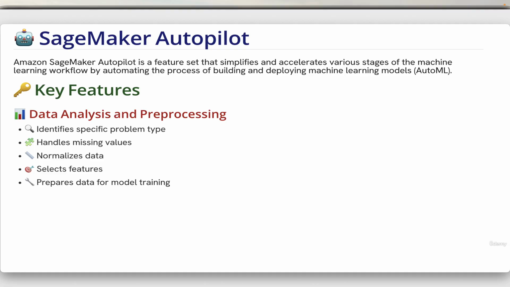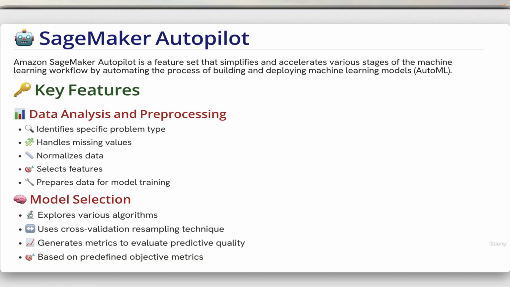It can handle missing values. It can normalize data by itself. It can select features by itself. It can prepare data for model training. Then under model selection, it will explore various algorithms. It can use the cross-validation resampling technique. It can generate metrics to evaluate predictive quality, based on predefined objective metrics, like what metric you want to evaluate.